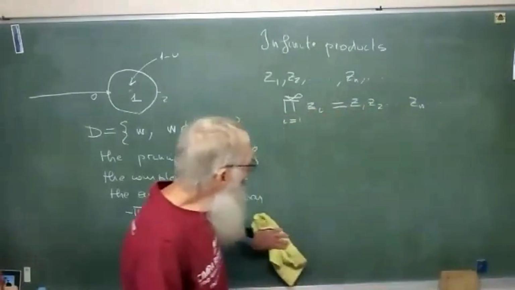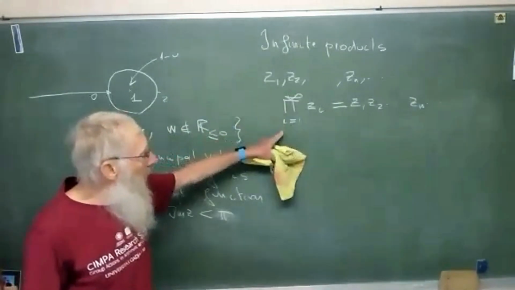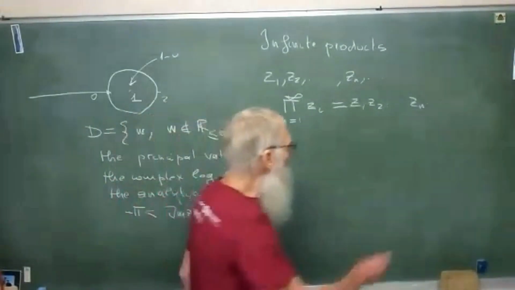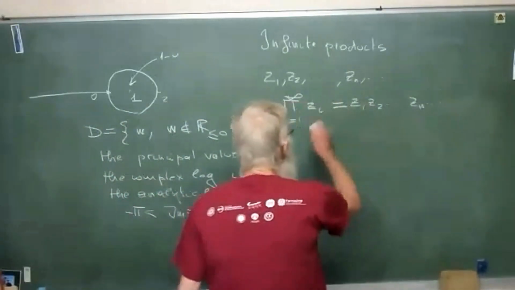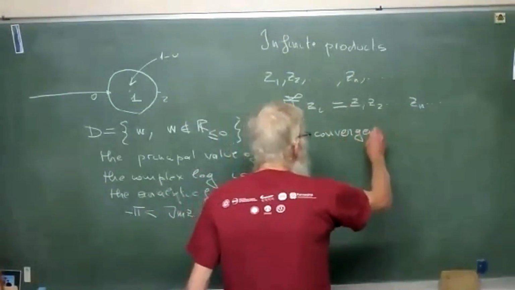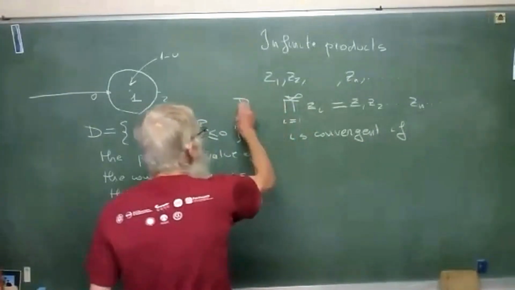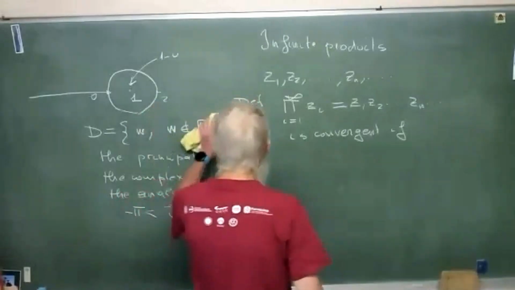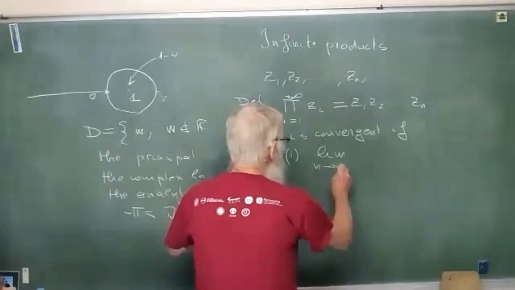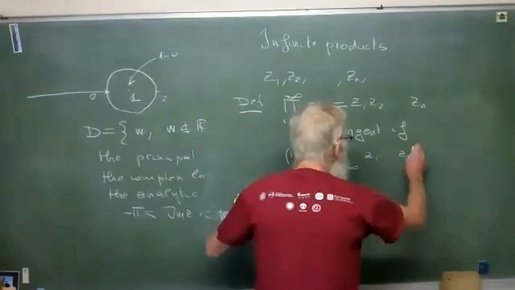There is a naive way of defining this, which is to say that if you take a finite product, it has a limit. And so we will say it is convergent if, so this is the definition, first the limit as n tends to infinity of Z1 through Zn exists.